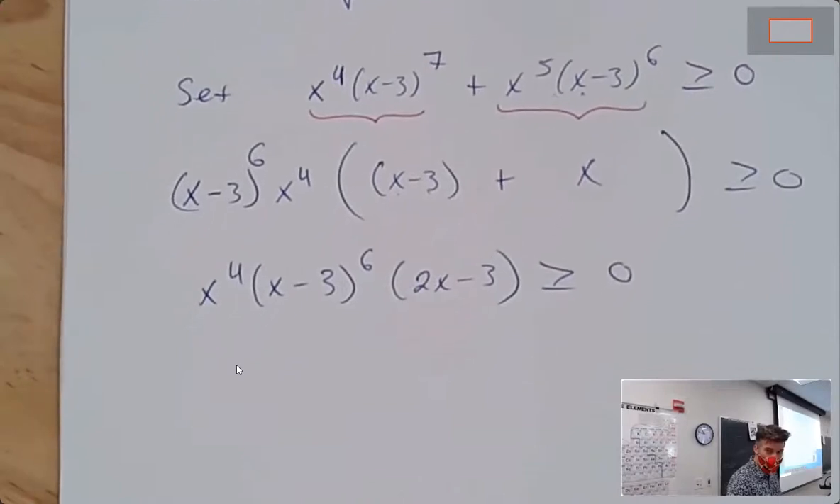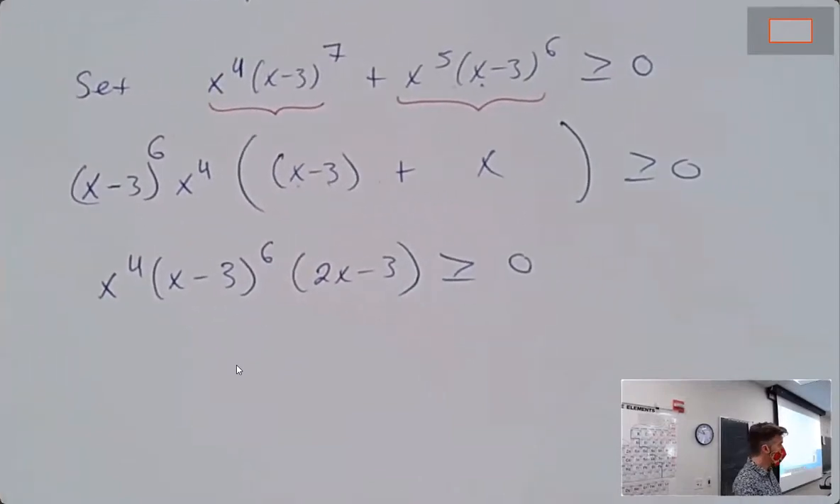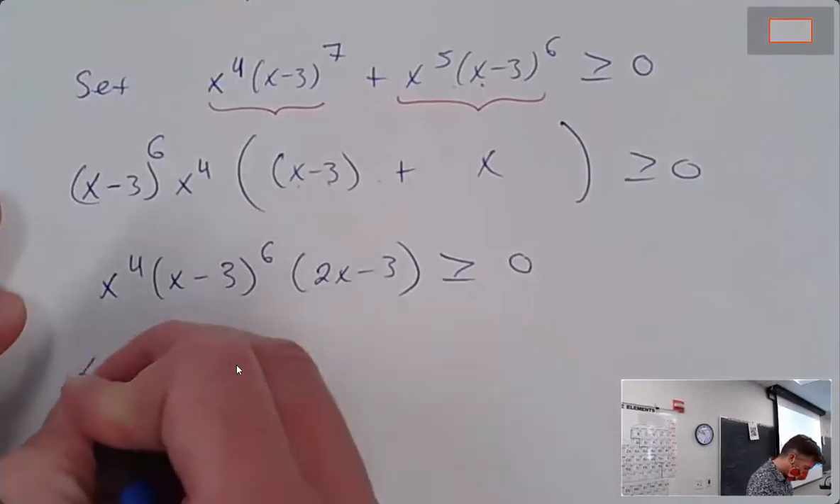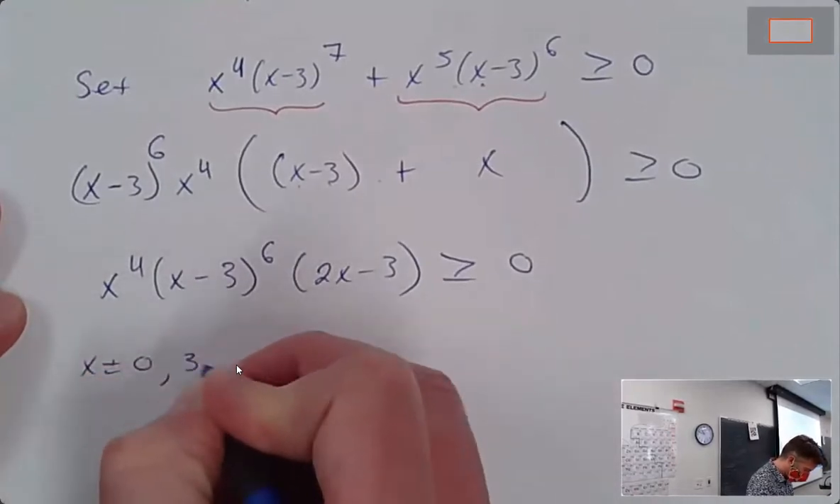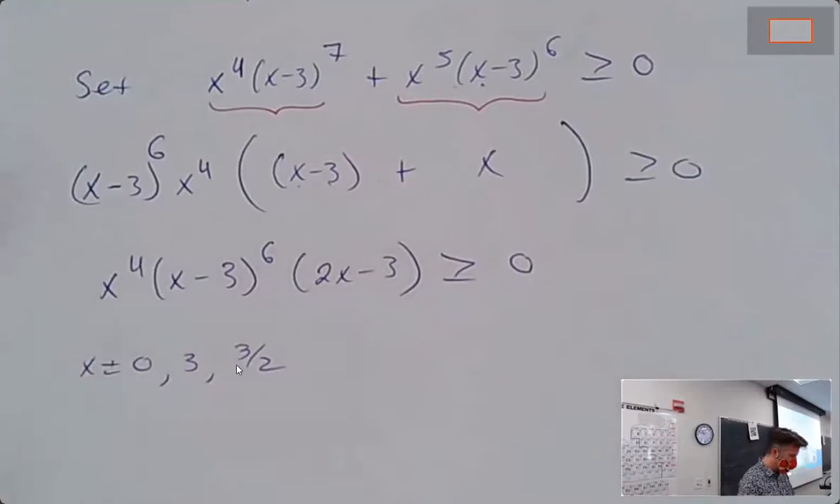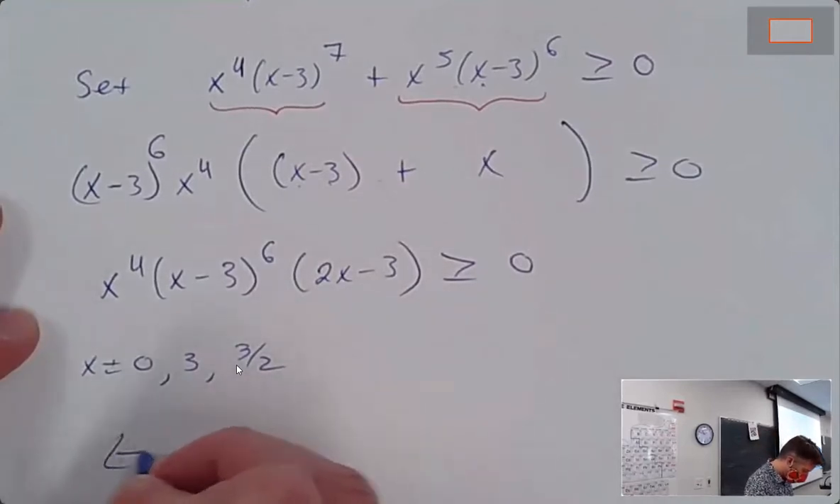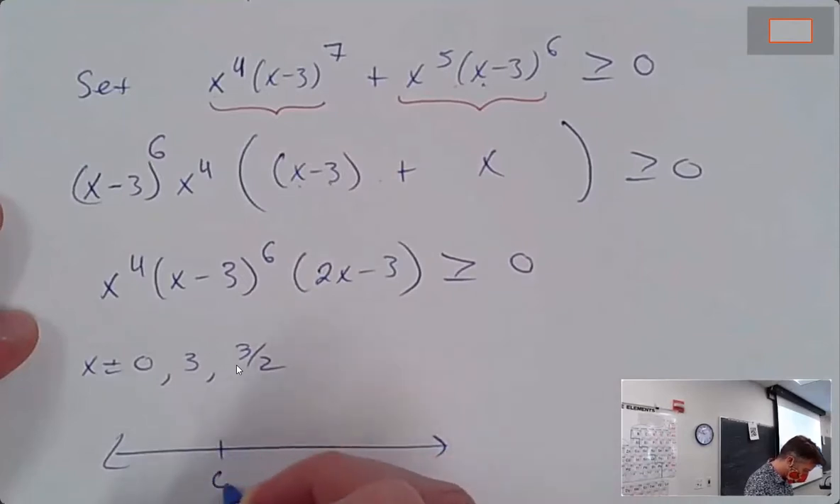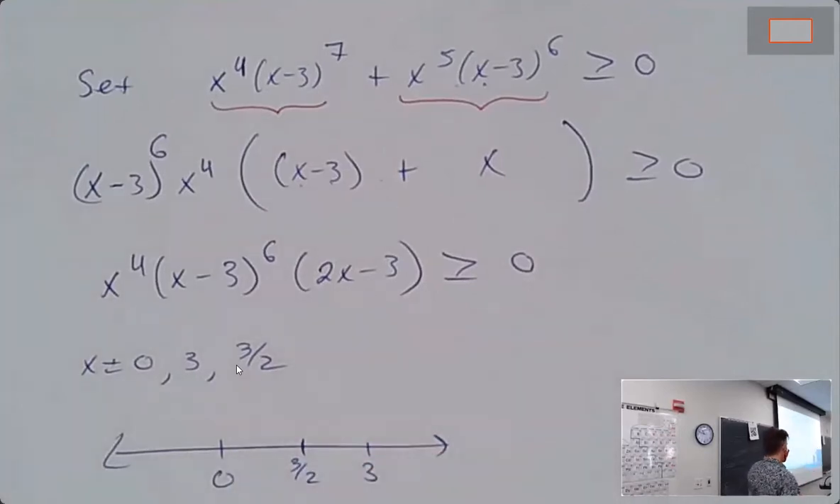And now I've got this very nicely factored, and I can find all the zeros or solutions, if you will. x equals 0, 3, and 3/2 are the values that make this expression 0. So those are the numbers that are going on my number line. If I've got 3 numbers, I've got 4 separate intervals to check. There's always one more interval than the number of zeros you have.